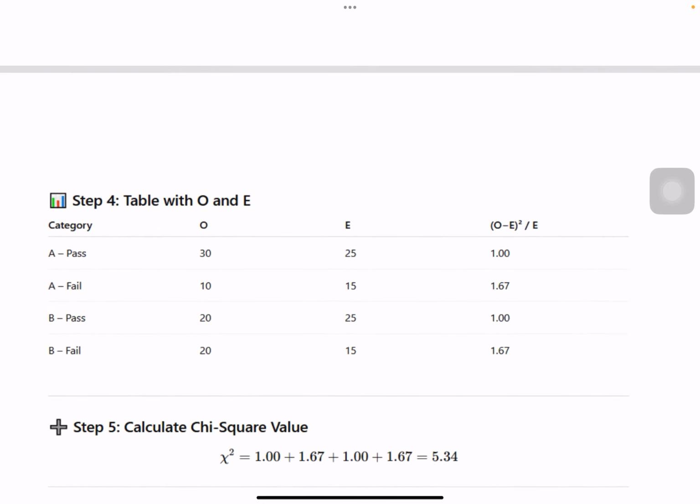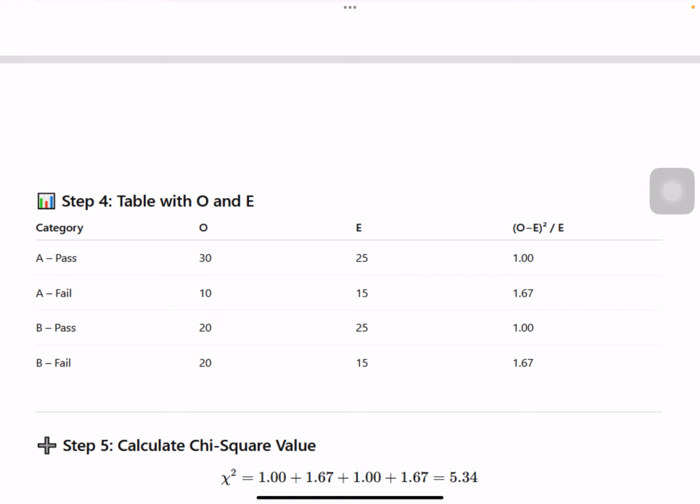After expected frequencies, we create our table with O and E. Categories: A pass, A fail, B pass, B fail. Observed frequencies: A pass 30, A fail 10, B pass 20, B fail 20. Expected frequencies: A pass 25, A fail 15, B pass 25, B fail 15.